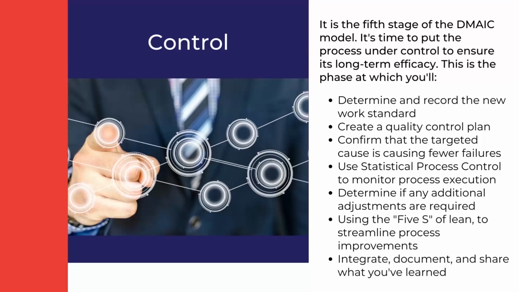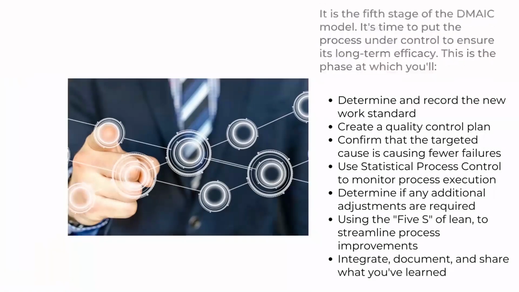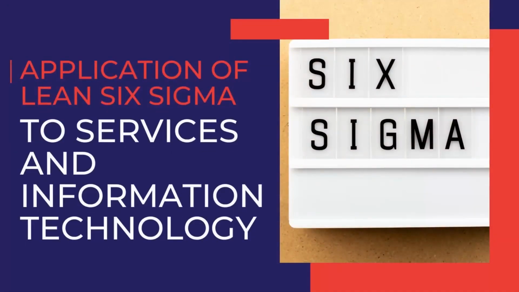Using the 5S of Lean, streamline process improvements. Integrate, document, and share what you've learned. After the control phase, you can quantify the complete impact of process changes in cost reduction, efficiency, quality improvement, productivity increase, and customer satisfaction. So, I guess you have some idea about the DMAIC model. Next we'll see the application of Lean Six Sigma to services and information technology.